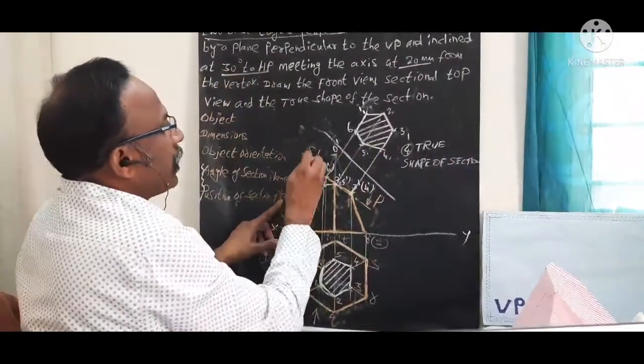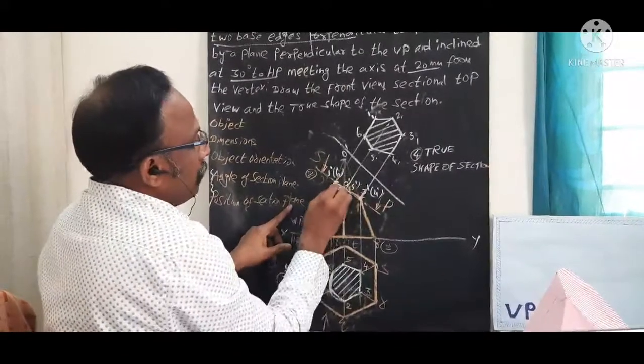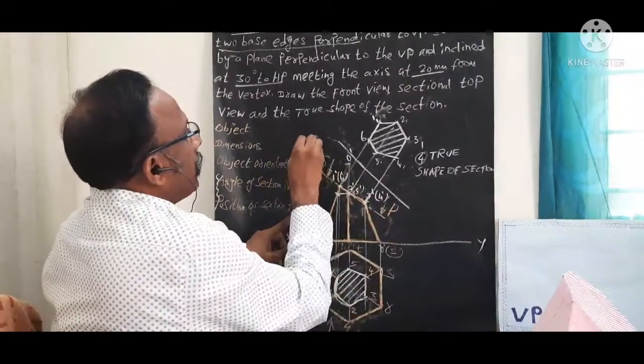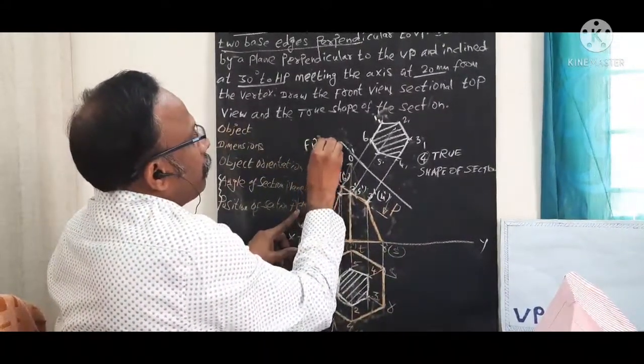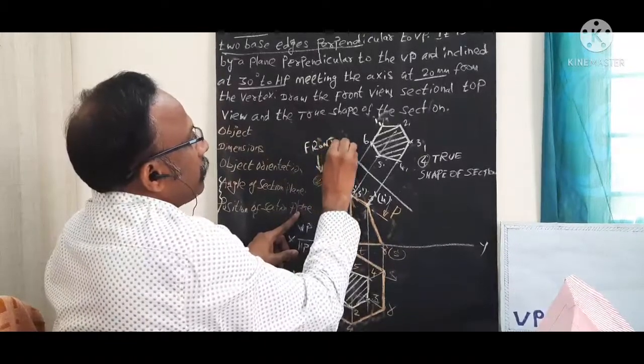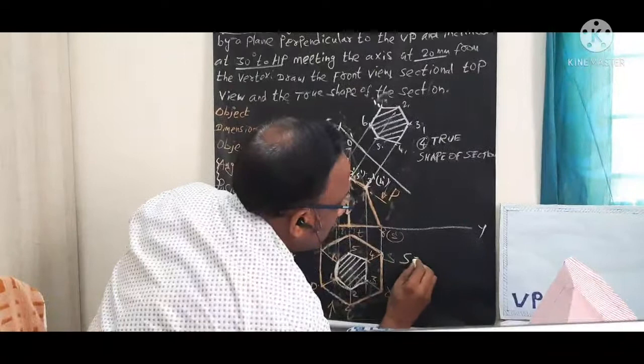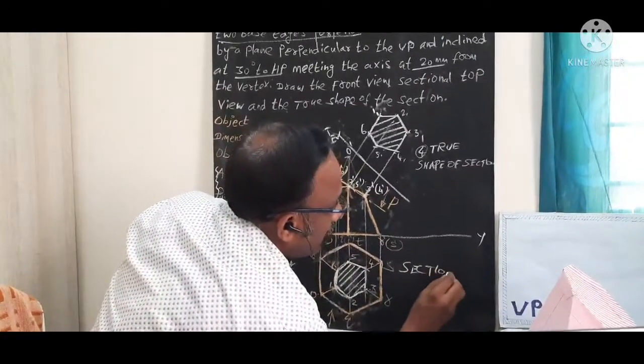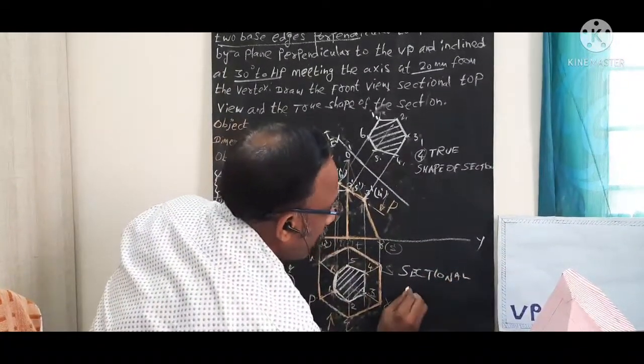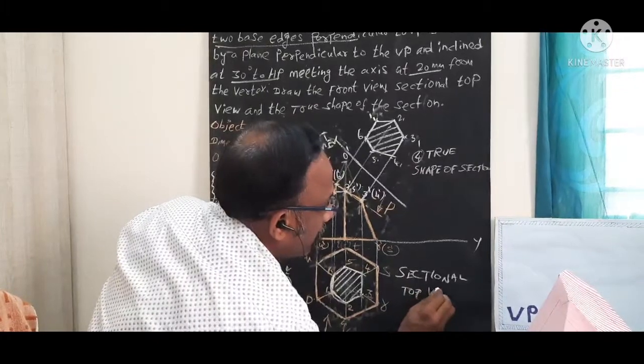Step number 2 is what? This is nothing but front view. This view, I call this what? Front view, right? Front view. This view I call this what? Sectional top view. Sectional top view. So I have completed this particular problem.